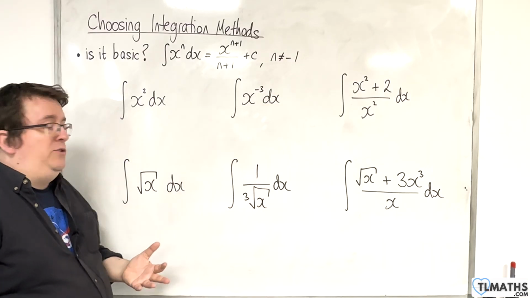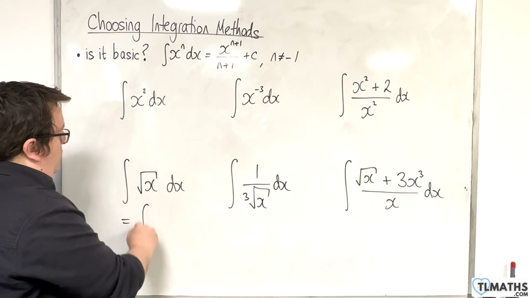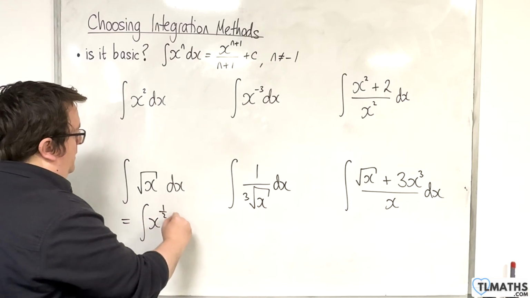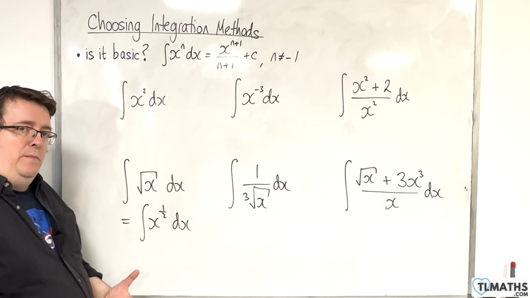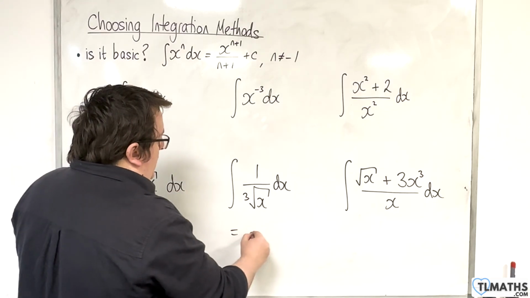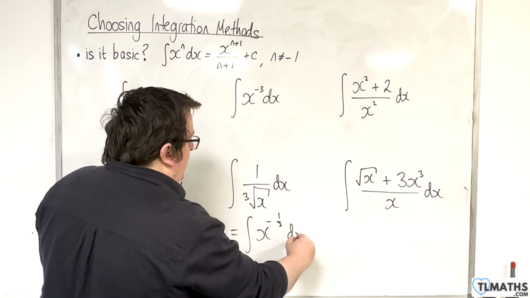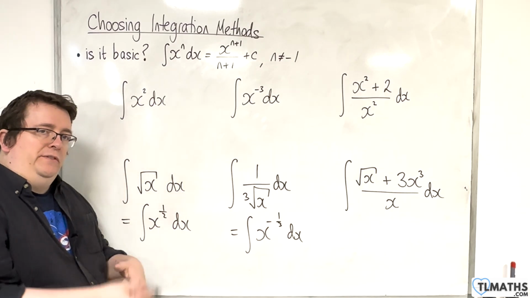Sometimes you might have to do something to it first. It might be written as the square root of x, for example. So we can write that as x to the half, and then add 1 to the power, divide by the new power. Or 1 over the cube root of x is the integral of x to the power of minus a third. Again, add 1 to the power, divide by the new power.